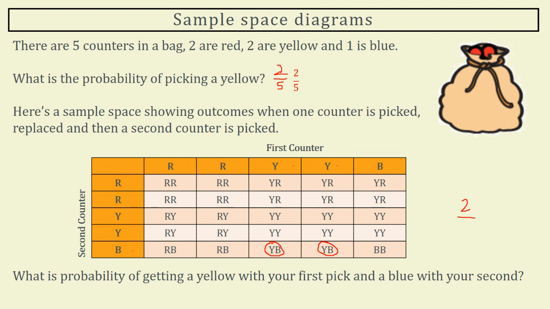Out of how many altogether, though? Well, again, if I look at all my outcomes in this table, what have I got? I've got 5 across in a row and 5 down in a column. If I do 5 times 5 then, that tells me how many little squares there are here. How many squares there are altogether is 25. There's my answer. 2 out of 25 does not cancel. 2's will not go into 25. I cannot simplify it down at all. 2's a prime number. So 2 in 25 chances of getting yellow first and then blue second. Okay, not hugely likely, is it? Not hugely likely.